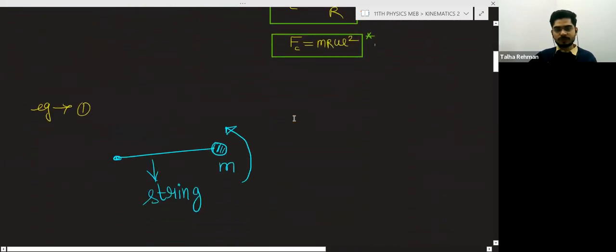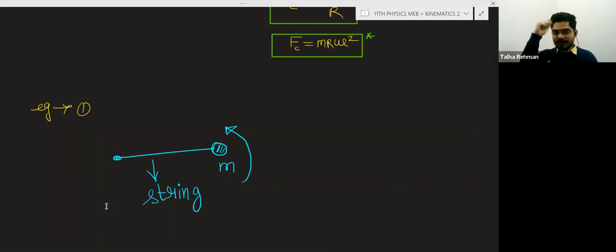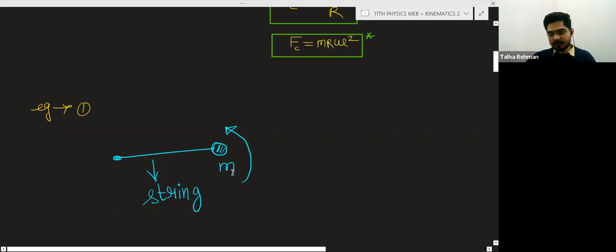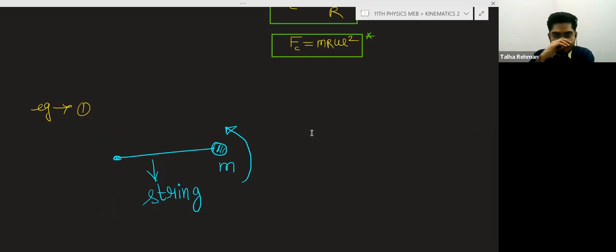Now, for example number 1. This is a string and this is a mass. I have a mass attached to a string, and the mass is rotating like this. You can imagine what I want to say. The mass is rotating in a circular path. If I say this mass is rotating with an angular velocity of omega, this is the angular velocity of the mass.